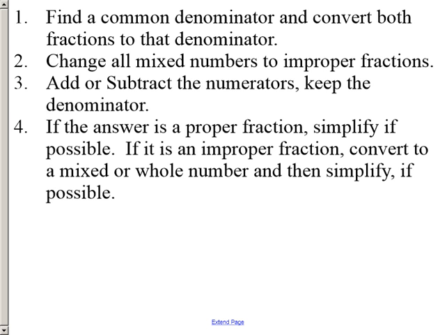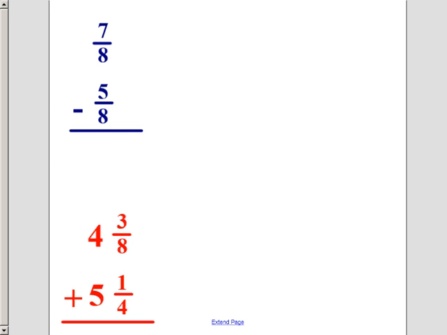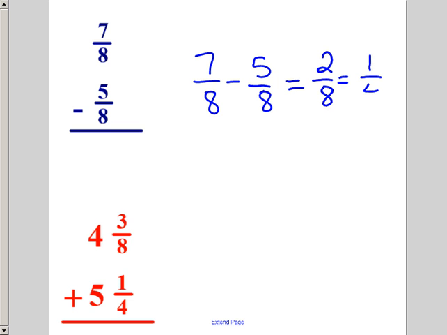So let's look at this. Our first example is 7/8 minus 5/8. Now that's a pretty easy one. Step 1 was to make them have the same denominator. They already do. Step 2 was to make our mixed numbers into improper fractions, which we don't need to do because we don't have mixed numbers. And then we can add or subtract the numerators, which we're going to subtract them. 7 minus 5 is 2. We get 2/8, which equals 1/4.